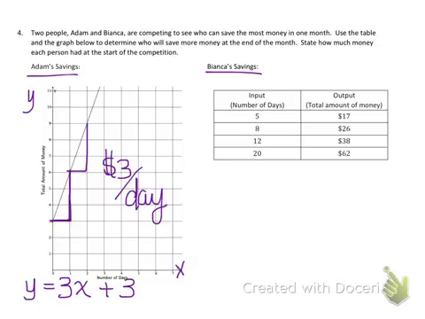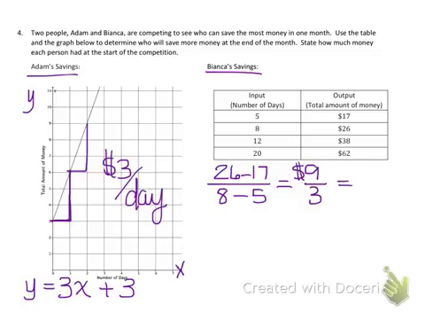So between day 5 and day 8, she went from 17 to 26. So we can find this rate of change here. So 26 minus 17 is the change in the output, or the change in Y. And then that was over 8 minus 5, or 3 days. So 26 minus 17 would be 9. 8 minus 5 is 3. So it looks like she is also saving, so this is dollars, and this is days. She's also saving $3 per day. So it's going to come down to who started with the most money.